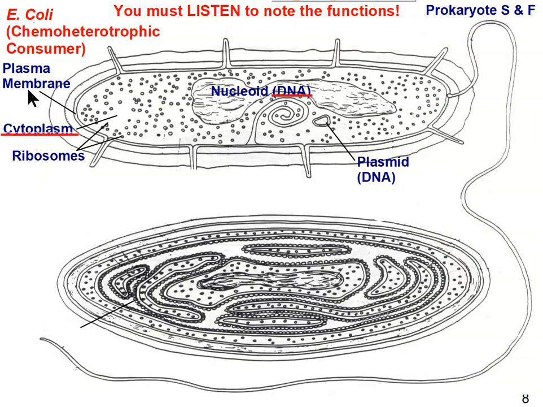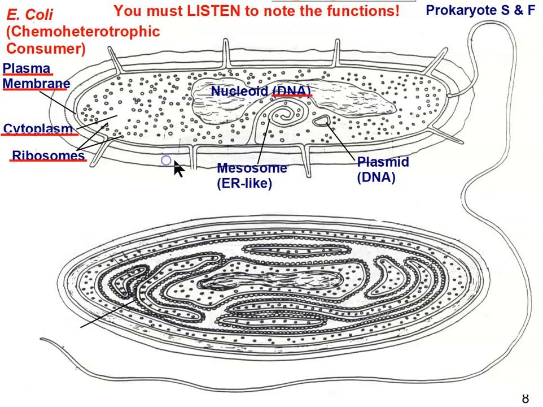I'm underlining here all those things that you'll find in all living cells. Again, all living cells have DNA, all living cells have cytoplasm, all living cells have ribosomes, and all living cells have a plasma membrane. Just to make sure that that's very clear. So those are like the basic structures of cells.